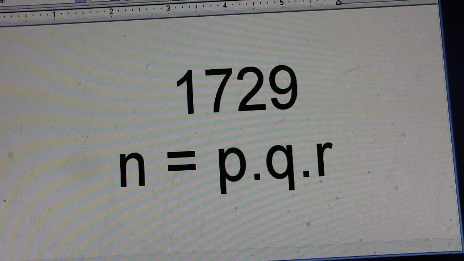Suppose a number n can be expressed as the product of three distinct prime numbers, p, q, and r, so that we can write n is p times q times r. Can you reason out that every sphenic number is divisible by eight factors? Something to think about.